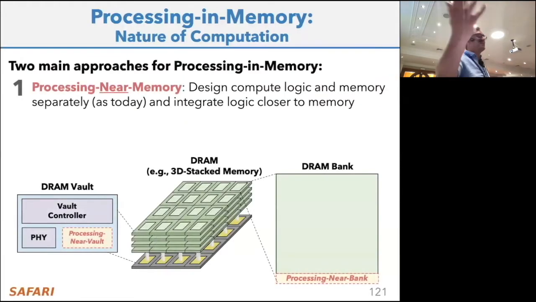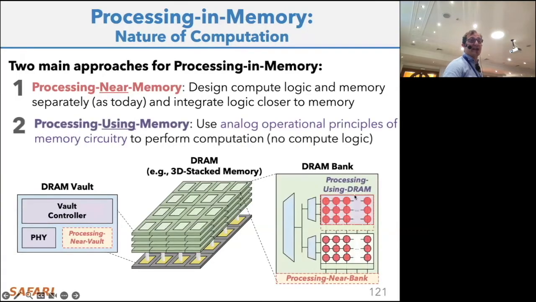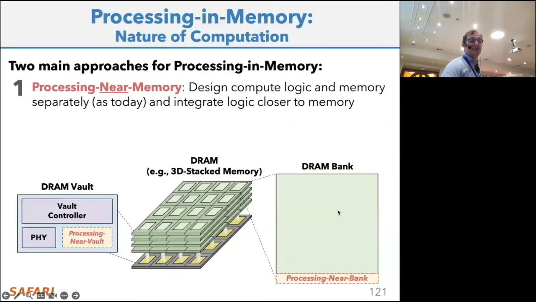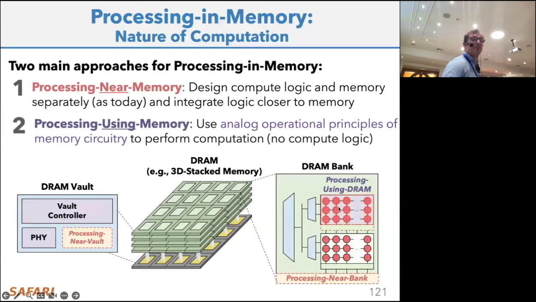This is the nature of computation. This basically shows pictures to what I just said. So processing near memory, you can actually have a processor near the bank, DRAM bank. You can actually have processing inside the vaults, etc. Processing using memory, you actually take advantage of the analog operational properties of the memory cells to do computation. For example, you can activate many rows at the same time, as we will see.